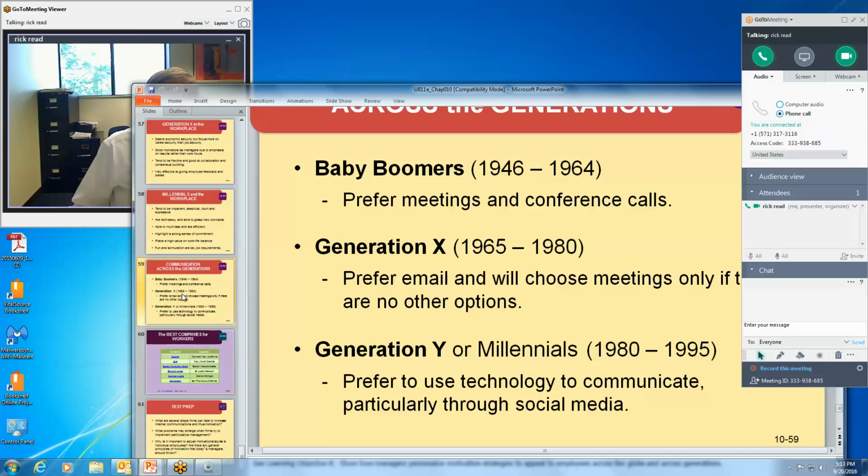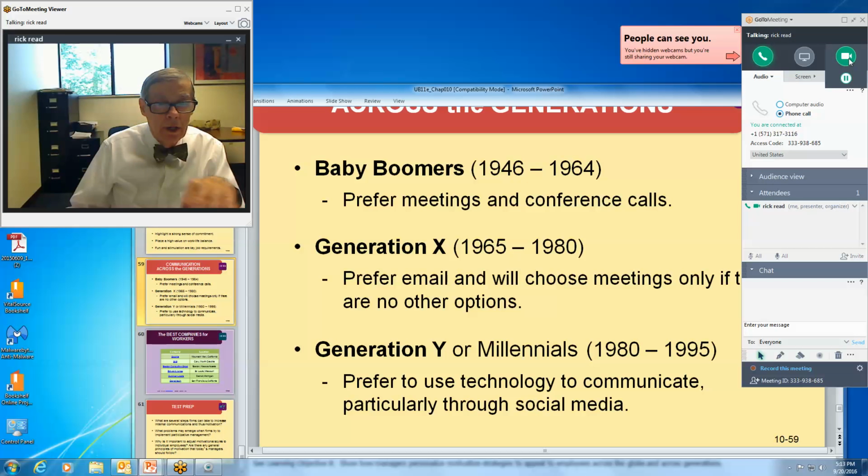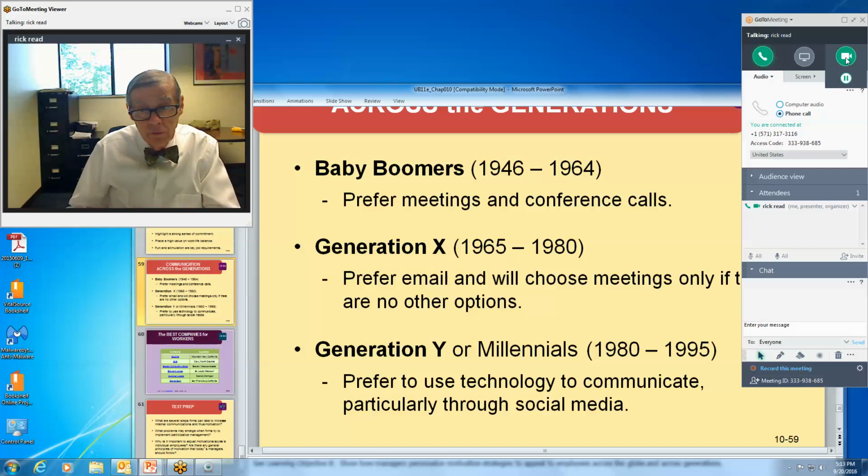And this is how other people like to interact. Baby boomers prefer meetings and conference calls. Generation X, email. Generation Y and millennials like to use technology, particularly going through social media.